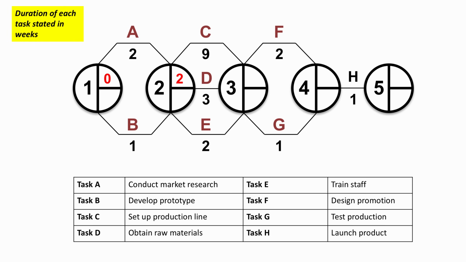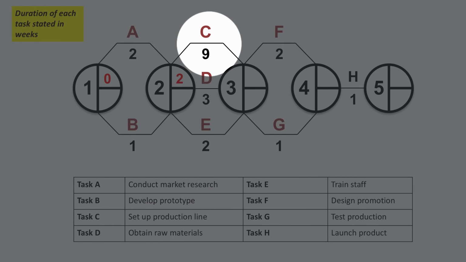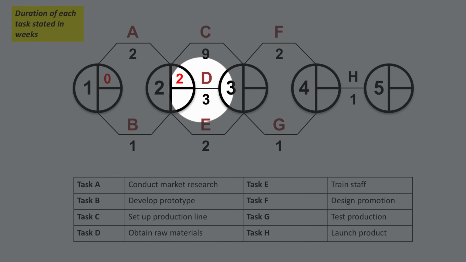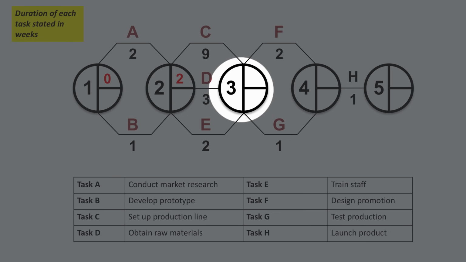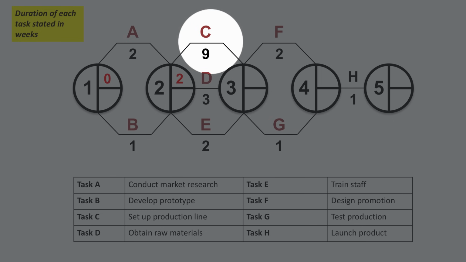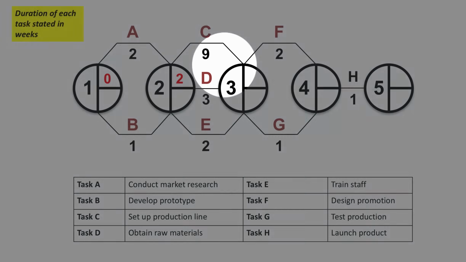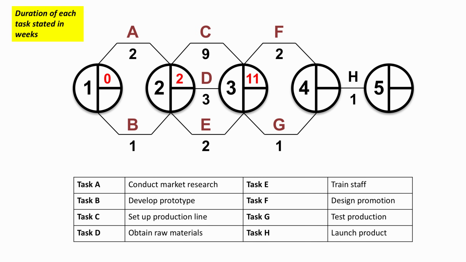We can see from node 2 that 3 activities spin off from node 2, activities C, D and E. Now which is the EST for node 3? Well, clearly we have to wait for the longest time. We have to wait for all the activities to be finished, which must mean we have to wait for C to be finished. So we always take the highest calculated figure. 2 plus 9 must be 11.